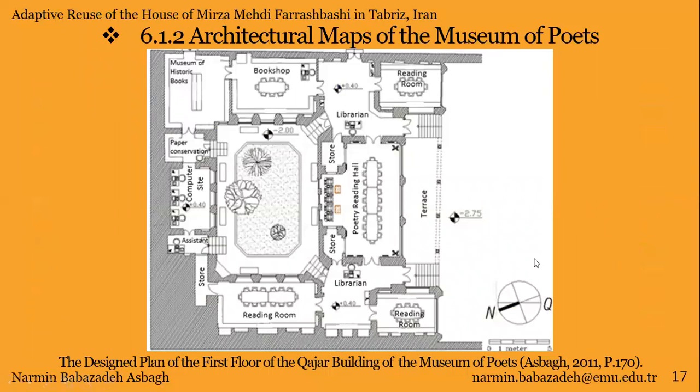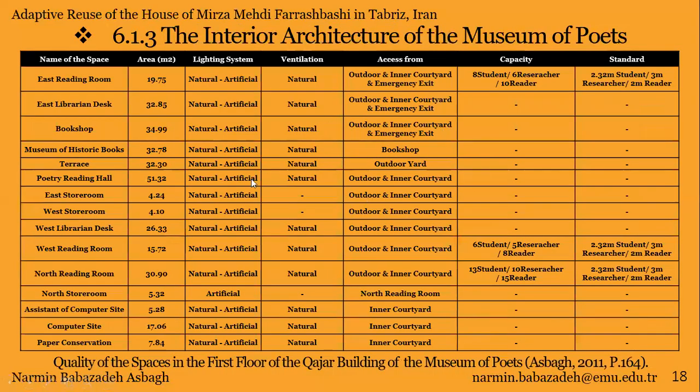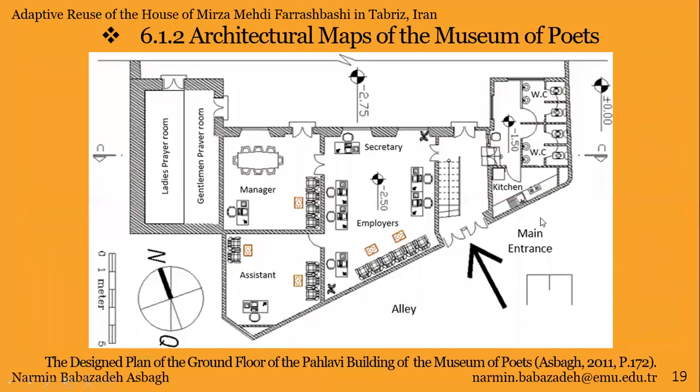In the plan of the first floor of the Qajar building, we have a poetry reading hall, librarian reading rooms with the best light, bookshop, museum of historic books, computer site, assistant's desk, and stores. And here is the quality of them, their access from outdoor or inner court, ventilation, lighting system, and their capacity according to the standards of a library.